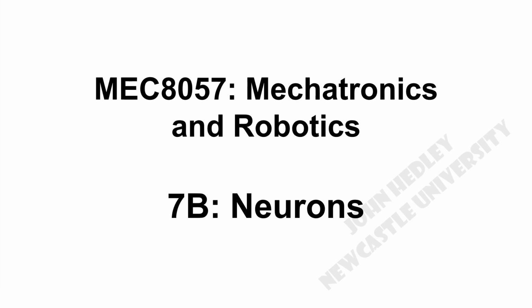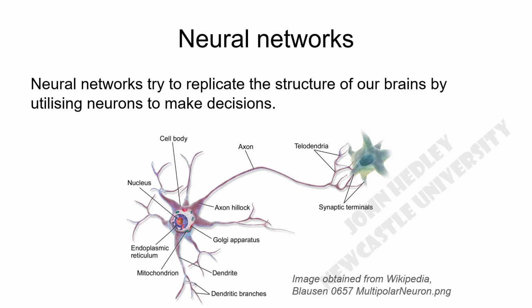In this video, we will examine how neural networks function. The idea behind neural networks is that they function similar to how our brain works. Our brain is composed of cells known as neurons. For a very simplified description, a neuron is composed of a nucleus, dendrites, and axon.